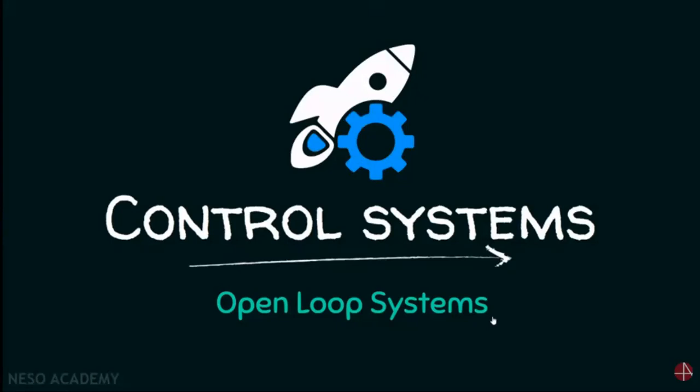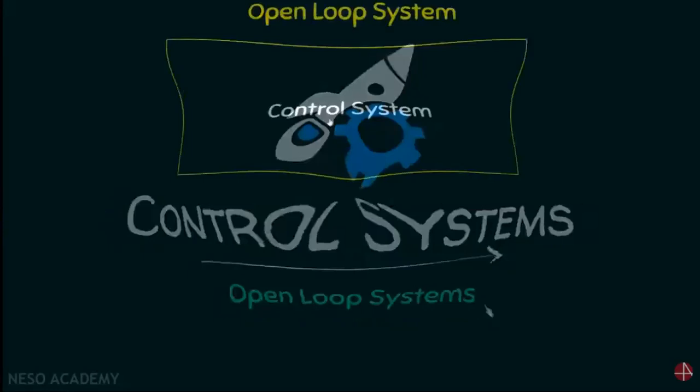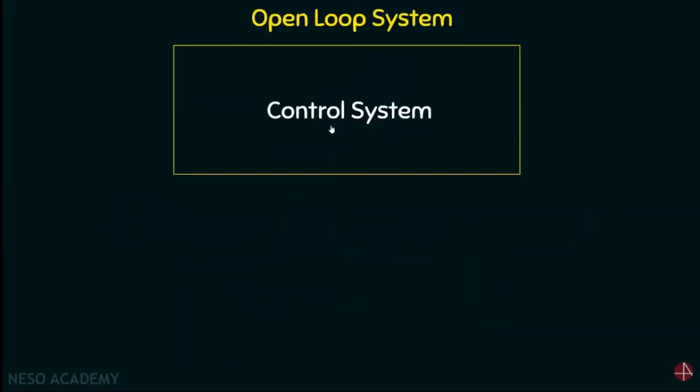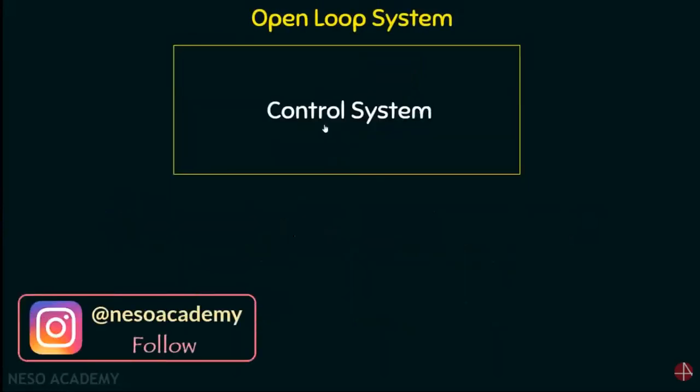On the basis of system configuration, we have two types of systems. One is the open loop system and the other is the closed loop system. So now in this lecture, we will discuss the open loop systems. Let's get started. We have discussed the block diagram of a control system, and we all know that any control system will take an input, it will process the input, and it will generate the output.